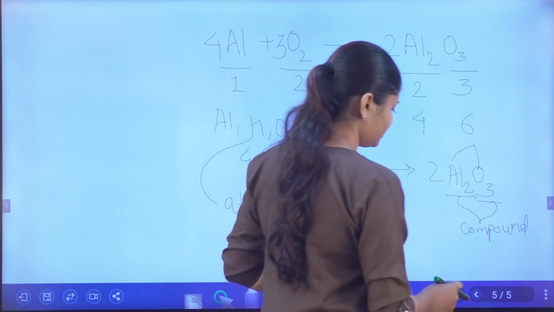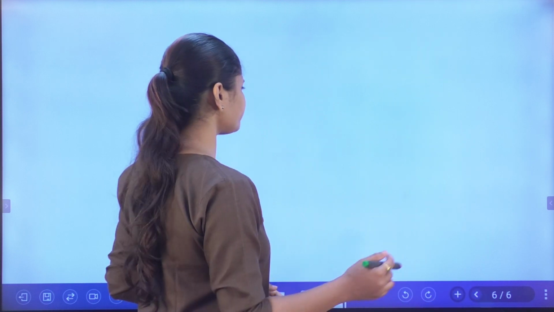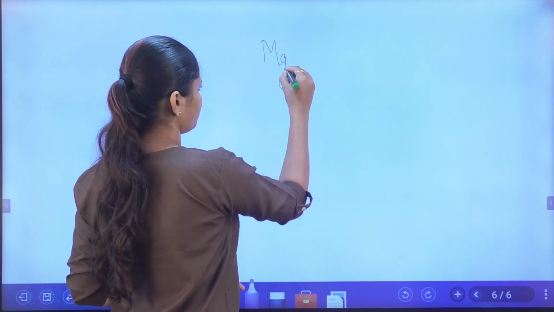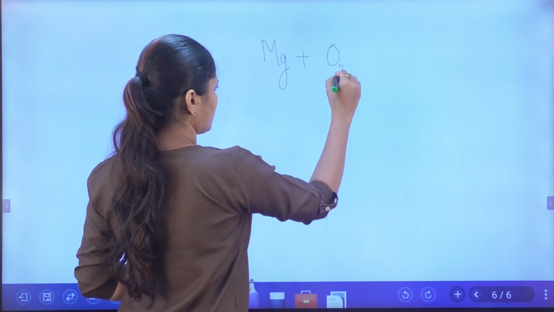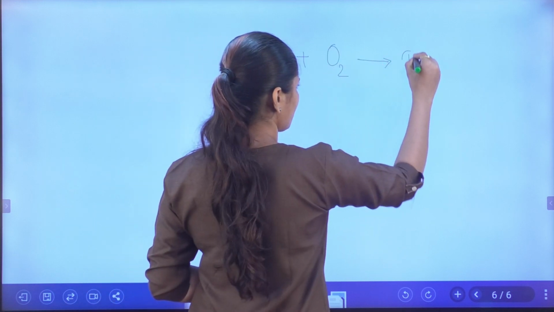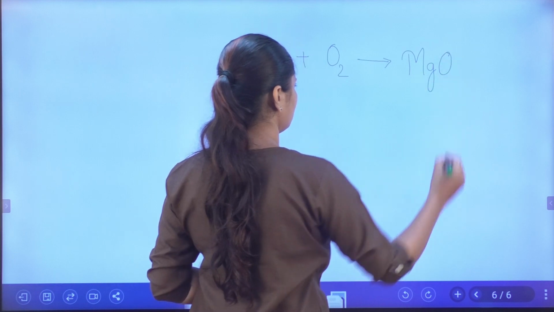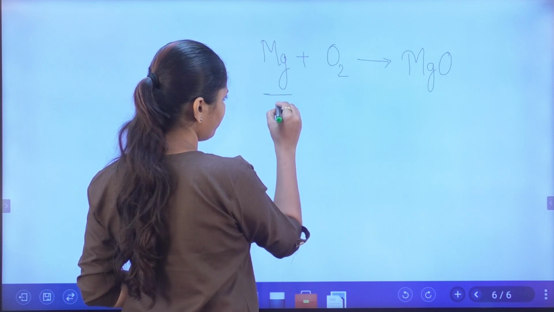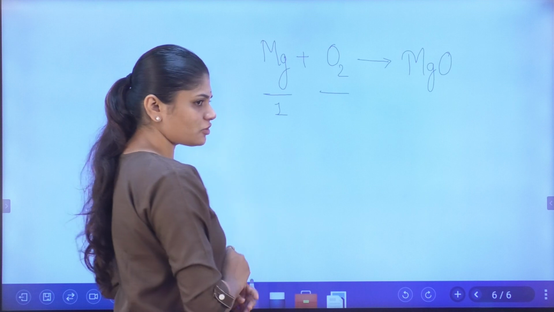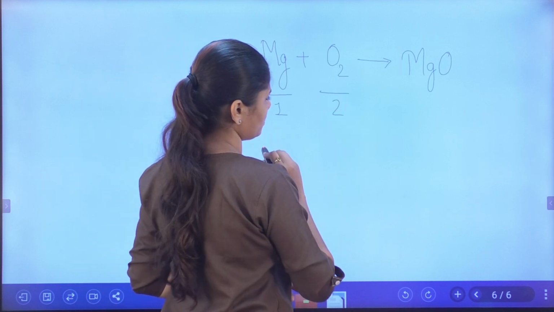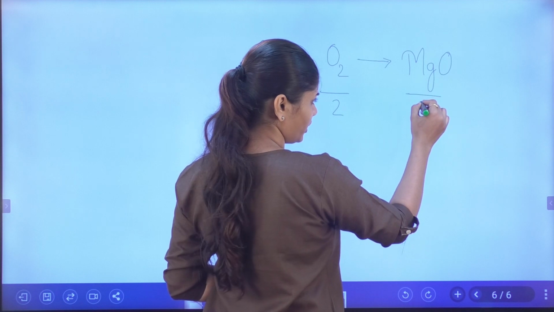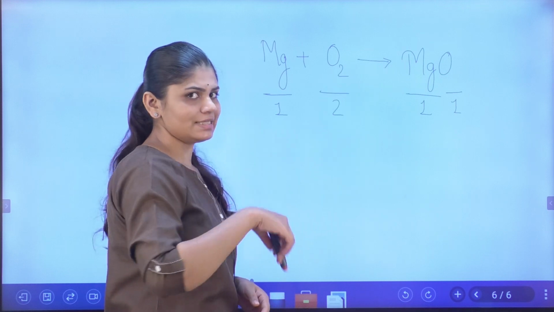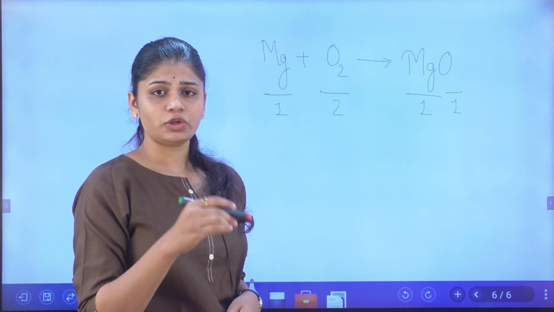Let's take another example, guys. Let's take the example of Mg, that is magnesium plus oxygen. It gives rise to MgO. See magnesium, how many components of magnesium are over here? Only 1. How many components of oxygen over here? 2. On the product side, magnesium is 1 and oxygen is also 1. So this is the unbalanced equation. Now we need to get it balanced.